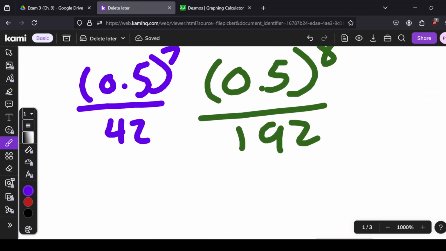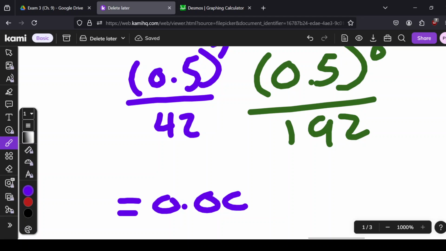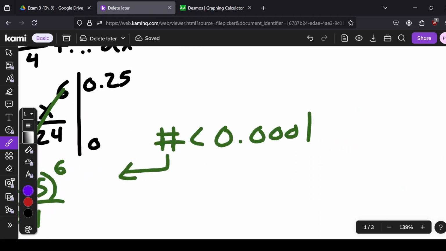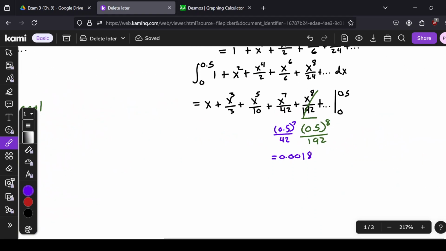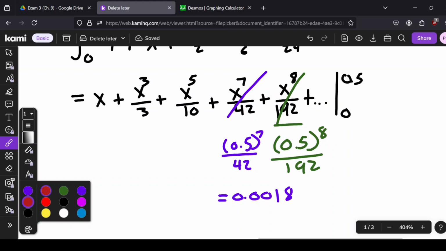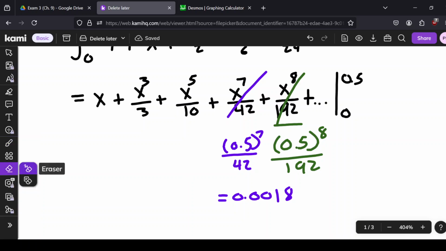0.0018. You remember what the rule is: the number has to be less than 0.001. This is slightly bigger, so get rid of that. I'm not even going to check the next one because it's definitely going to be less. Oh, wait. So this one is bigger, and this one is less. So I don't do this one, I do this one.